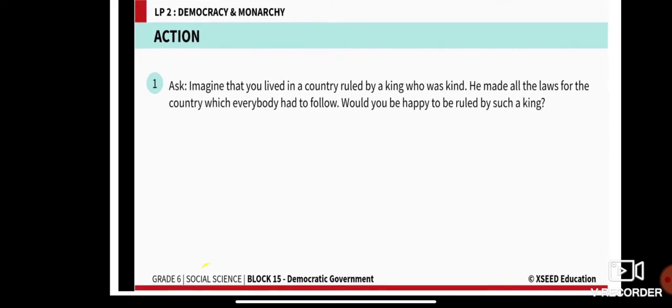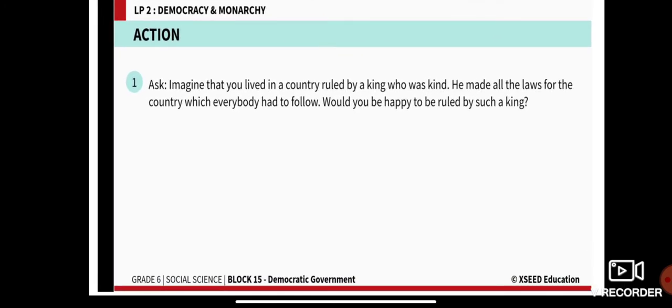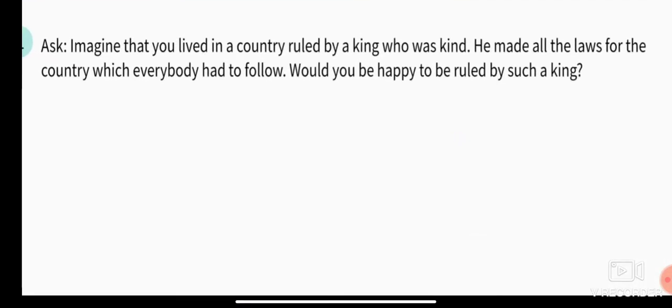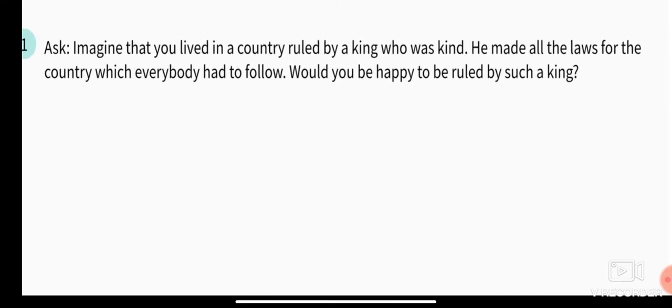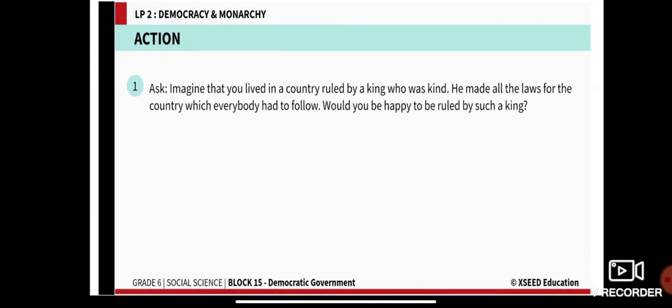Now, imagine that you live in a country that is ruled by a king who is kind, and he made all the laws for the country which everybody had to follow. Would you be happy to be ruled by such a king?